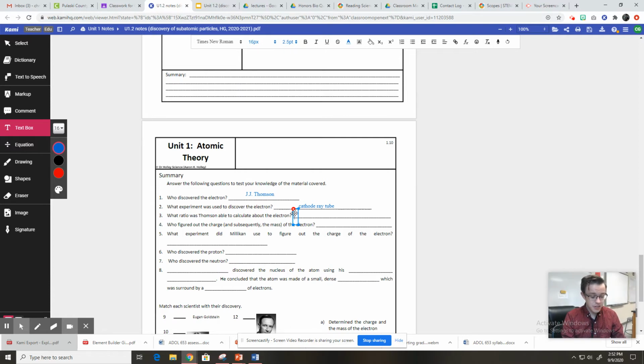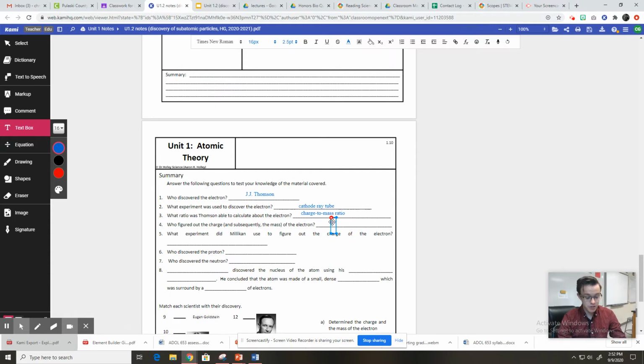But what he could do is tell us the ratio of the charge to the mass. So he determined the charge to mass ratio. We don't have to go in depth on what that means, as long as you just know that he discovered that. So J.J. Thomson discovered the electron using the cathode ray tube, and he was able to determine the charge to mass ratio of electrons.